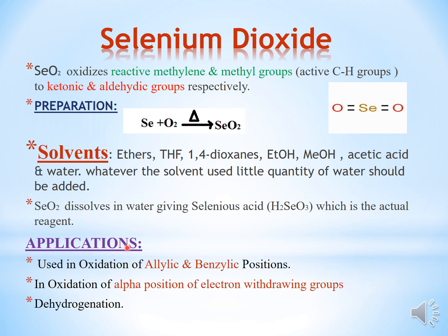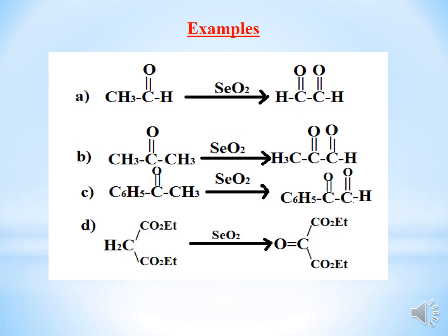Then moving on to applications. In the applications part you have three applications. The first one is that it can oxidize the allylic or benzylic positions, then it will oxidize the alpha position of an electron withdrawing group. Remember, it is the alpha position of an electron withdrawing group, and then dehydrogenation reactions. Moving on to the next slide.